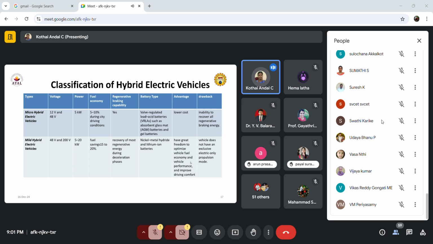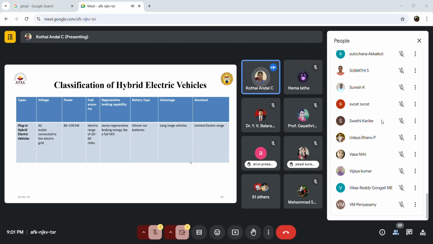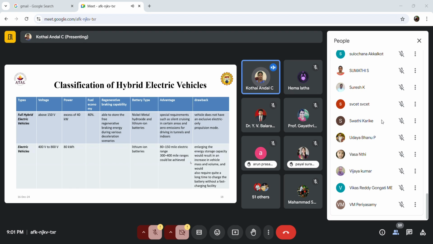Now the classification of hybrid electric vehicles. Again we divide them in terms of voltage and power range. Hybrid electric vehicles are divided into micro hybrid electric vehicles, mild hybrid electric vehicles, full hybrid electric vehicles, and plug-in hybrid. These are the four major classifications, all of which are hybrid electric vehicles. The division is based on the ratings.